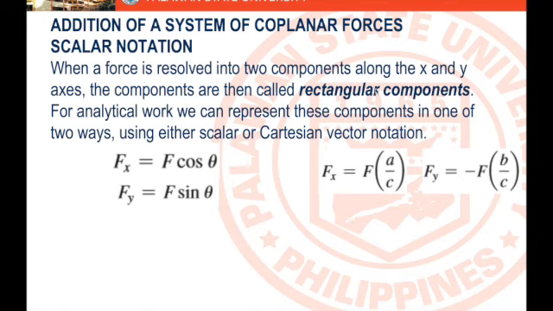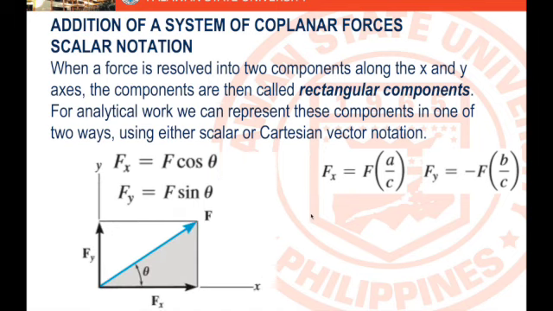In that lecture, the axes were not really perpendicular to each other, but this time we will be looking at axes that are perpendicular to each other, particularly the x and y axes, and these components will be termed rectangular components. For analytical work, we can represent these components in one of two ways: either the scalar notation or the Cartesian vector notation.